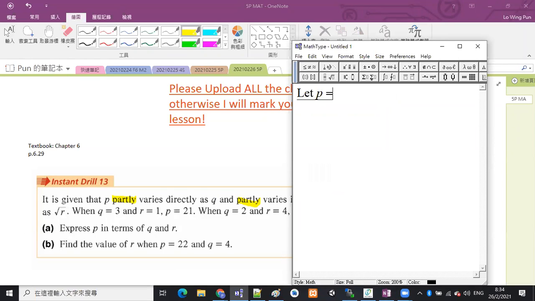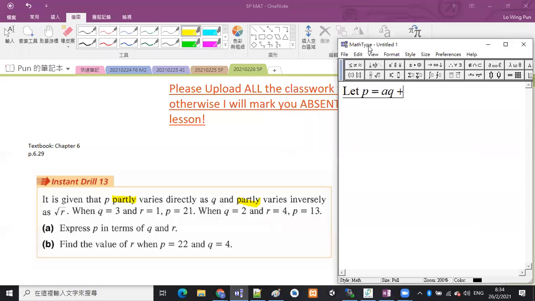And then it is equal to the sum of two parts. The first part is directly as Q, so we are going to use A times Q. And then plus the second part varies inversely as square root of R, so it is a fraction, and then we use B over square root R. Okay, and then we write down where A and B are not equal to 0. So that is the first mark actually.